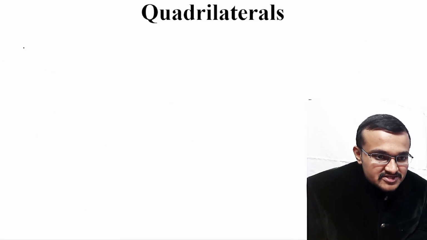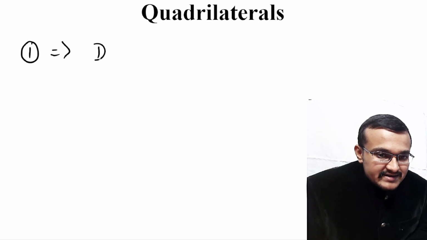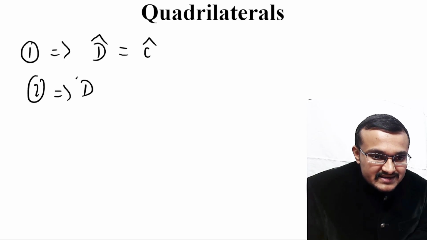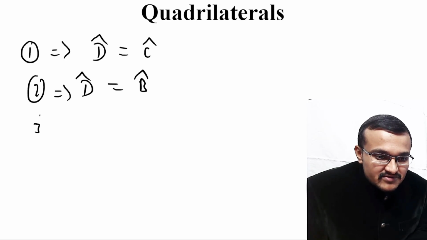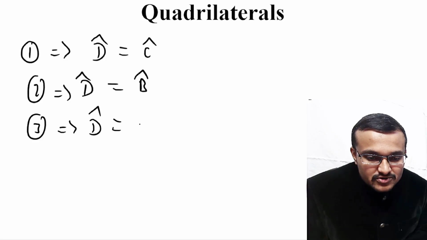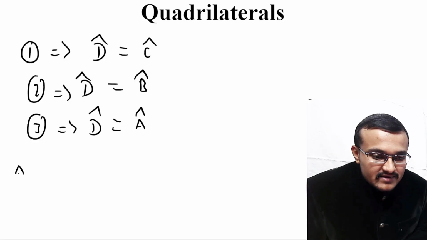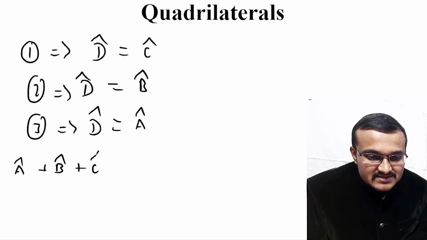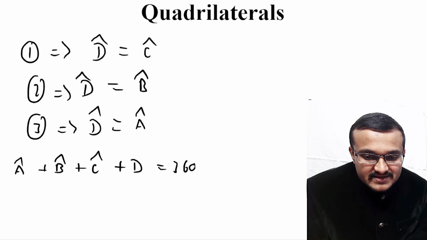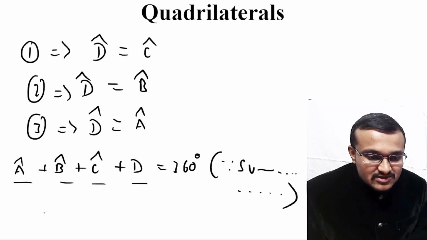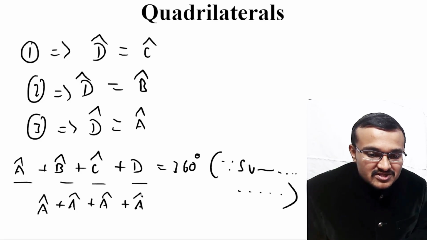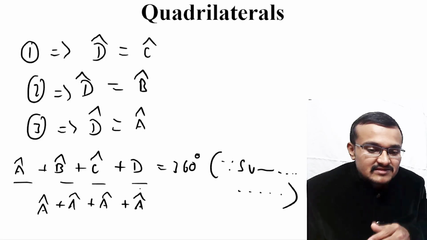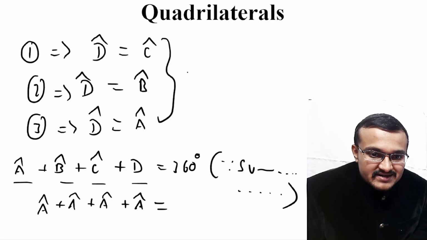So now from equation 1 we had got D is equal to C. From equation 2 we have got D is equal to B. And from equation 3 we have got D is equal to A. So now A plus B plus C plus D is equal to 360 degrees. Now all these angles are equal to each other, so I can just write A plus A plus A plus A. In the place of B I am writing A, in the place of C I am writing A, in the place of D I am writing A, because D is equal to C, D is equal to B, D is also equal to A.